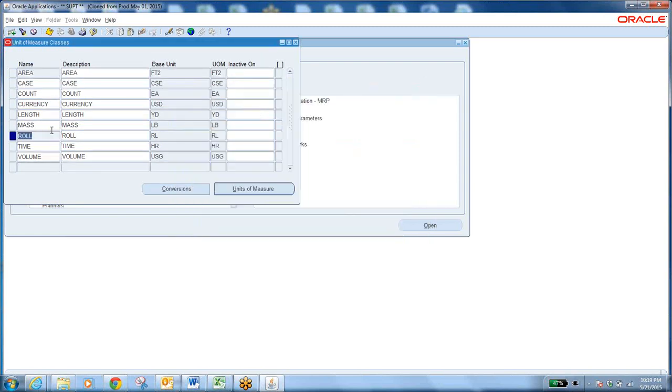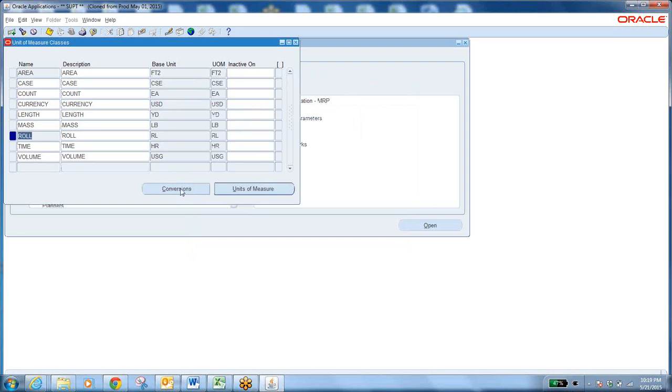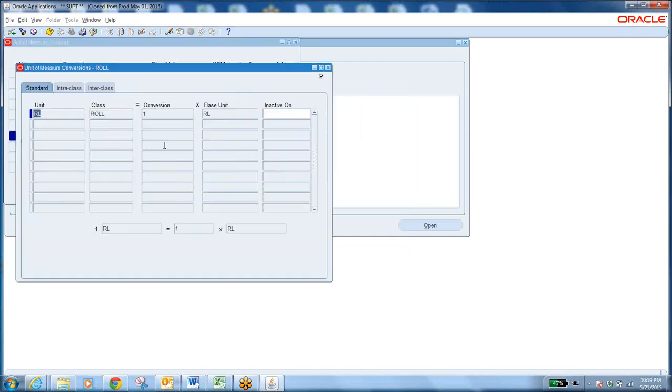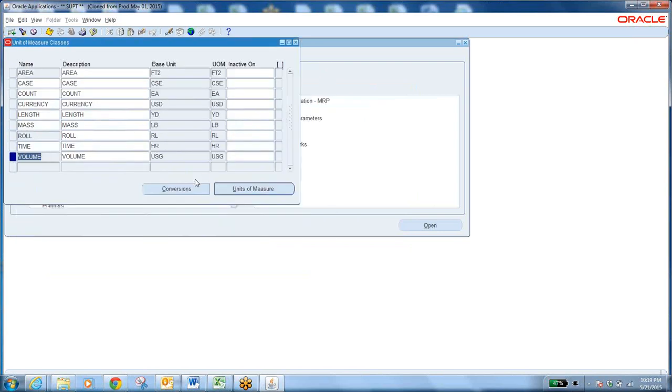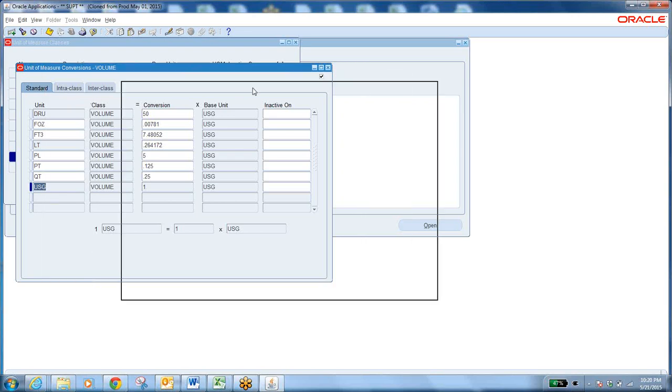Similarly, if you have roll, roll is the unit of measure, and you have conversions. One roll equals one roll. This is the conversion. Okay, we will go to conversions. This is the standard one. Volume. Let us go to volume. Here we have drum, and cubic foot, liter, and US gallon. And this is called standard, right?